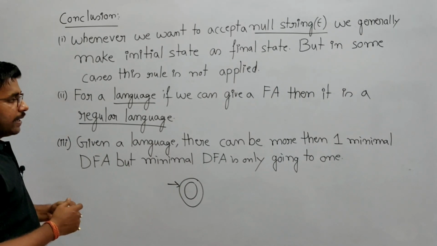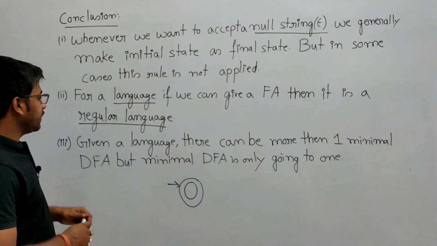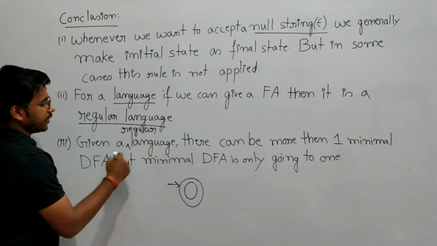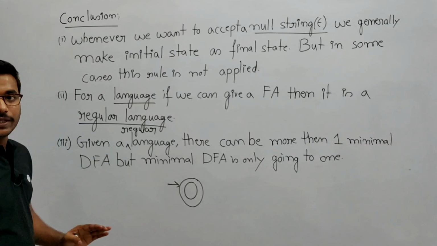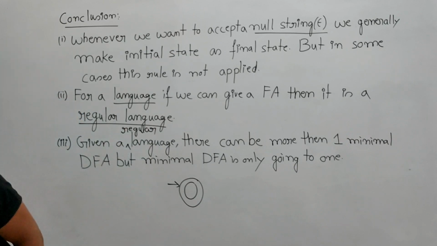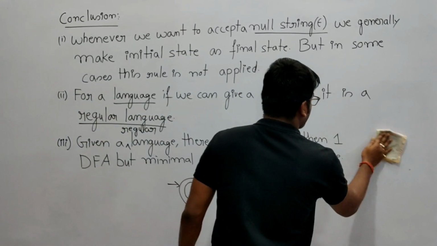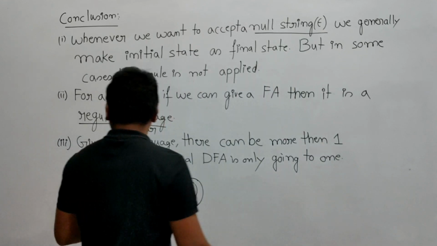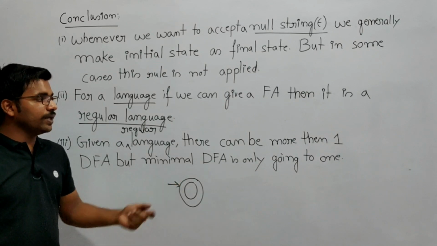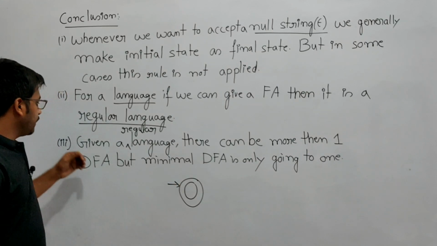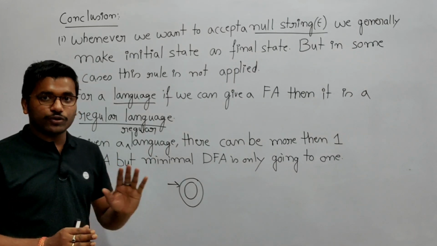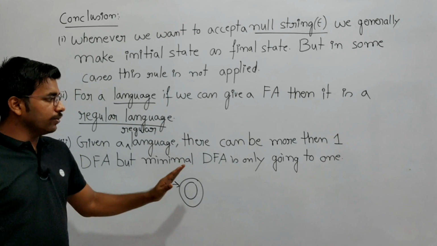Now, given a language, I have told you that there can be more than one minimal DFA. So you should write: given a regular language, there can be more than one FA, more than one DFA, but the minimal DFA is only going to be 1. For a regular language, you can have more than one DFA, but the minimal DFA is only one.